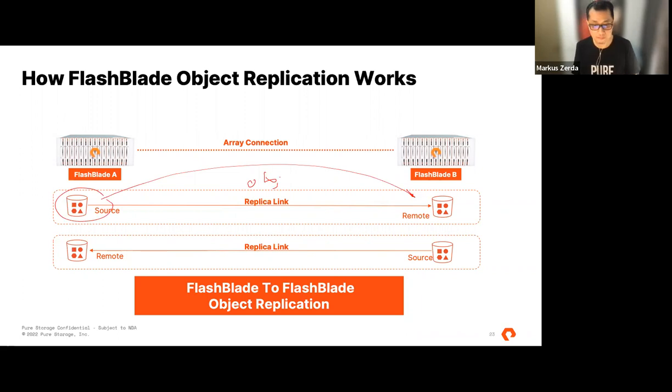So you need to give permission on the replica link. You need to give the access key and the secret access key on the source, so they will have permission to write to the target, right? Then of course, you can also do the same thing and replicate back to FlashBlade A if you want to.